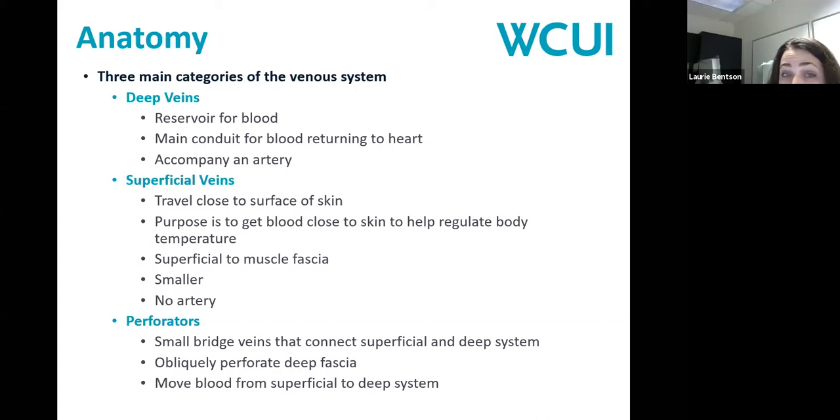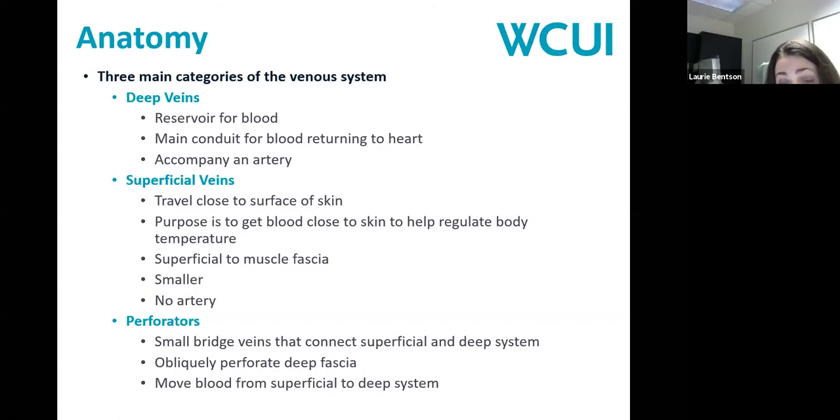The deep veins are associated with an artery. The artery can serve as a landmark when it's difficult to find a deep vein, such as in the presence of chronic DVT. That artery serves as a landmark. The superficial veins, they do not travel with arteries.